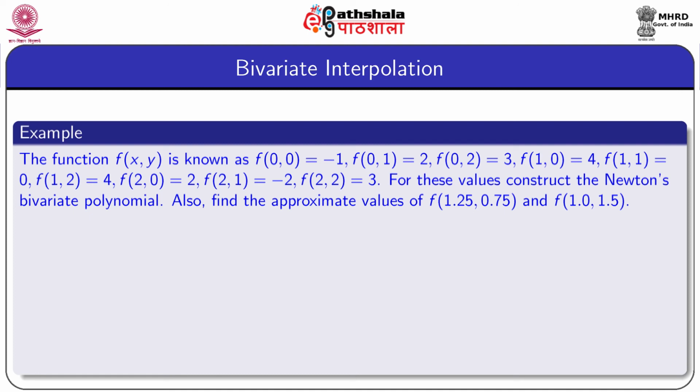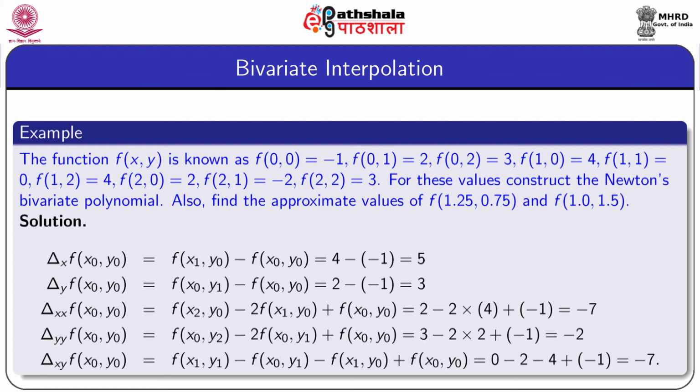and from this interpolating polynomial calculate the approximate values of f at x equal to 1.25 and y equal to 0.75, and the value of f at x equal to 1 and y equal to 1.5.